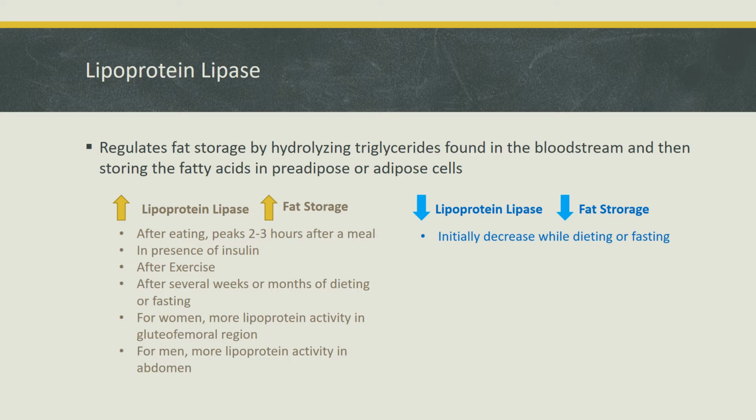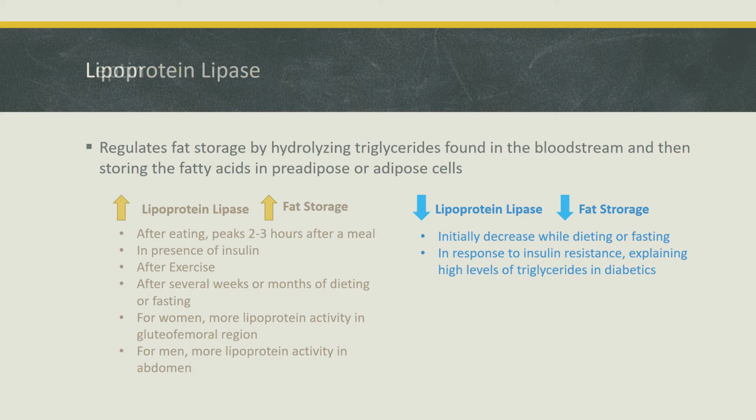As discussed, this occurs initially when dieting or fasting, and it may also occur in response to insulin resistance, which is one reason why diabetics may have higher levels of triglycerides in their bloodstream.